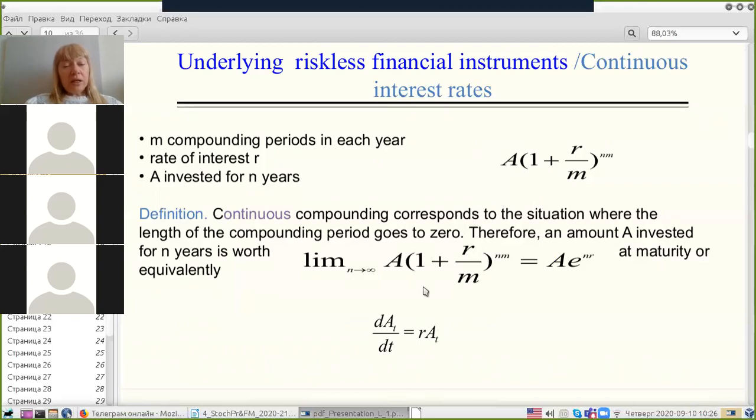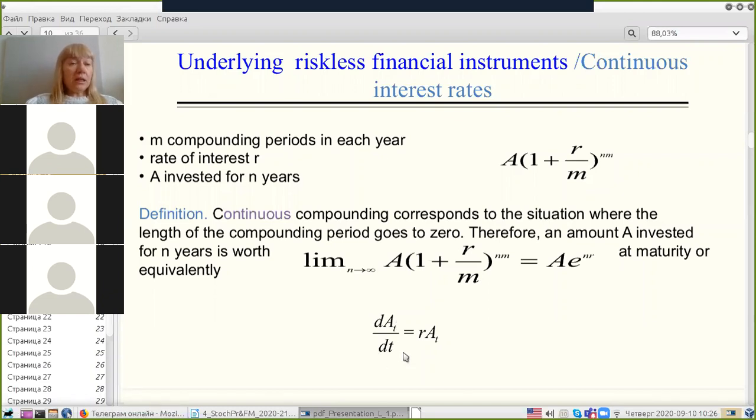And it's interesting if we take the limit as M tends to infinity. Maybe you remember that it will be the exponent, yes? So we have the formula for continuous interest rate: A multiplied by e to the power N multiplied by R. Maybe if you do all the home exercises, you remember it better. And it's interesting that this formula we can obtain from this differential equation.